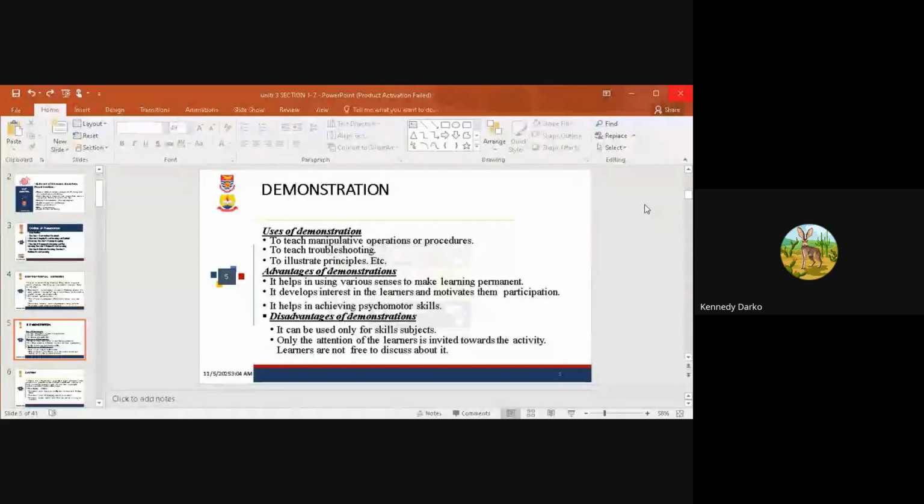If you want to enhance, as I always said, eye-hand coordination, you demonstrate for the children to know. You allow them to also demonstrate for you to see whether they are on the right course. So you realize that, in fact, every sense of the child is on board. We also use it to teach troubleshooting.